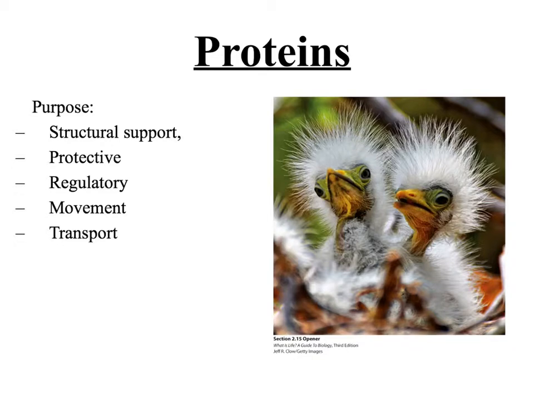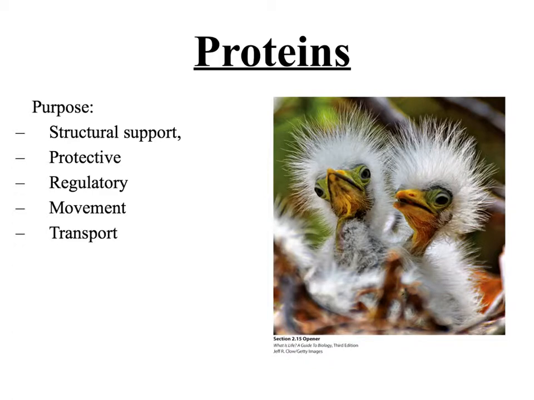The purpose of proteins is vast. There are many different types of proteins, each with a unique purpose based upon its shape. Some proteins are used for structural support, such as the keratin found in our fingernails and hair. Other proteins are protective, like the antibodies in our blood. We have regulatory proteins that can turn on and off different processes.